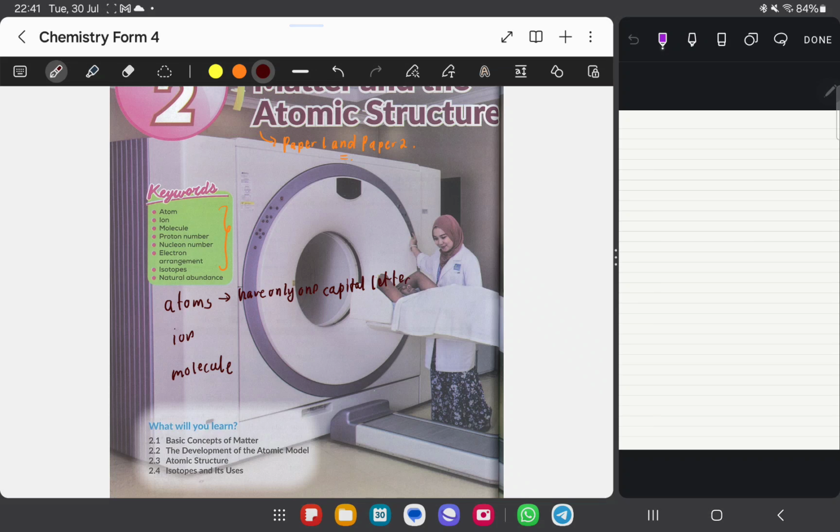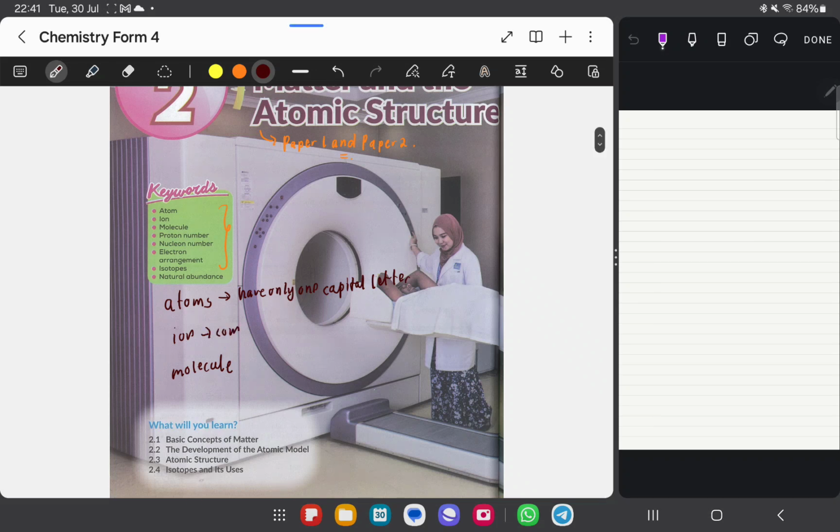While an ion is a combination of metal and non-metal. You should know how to differentiate metal and non-metal by using the periodic table. And the last one, a molecule, is a combination of non-metal and non-metal.